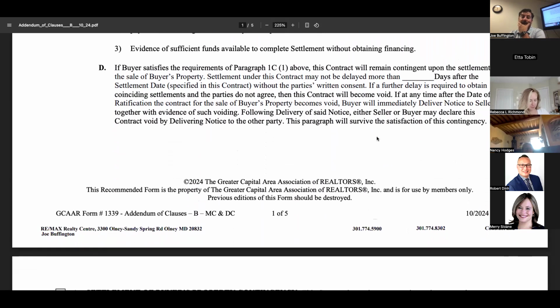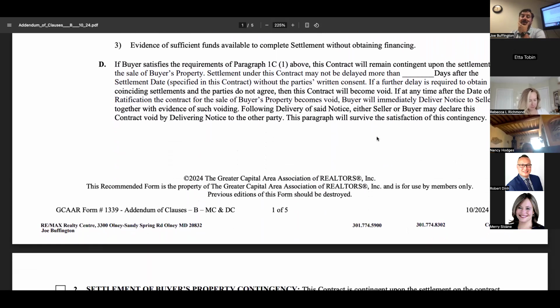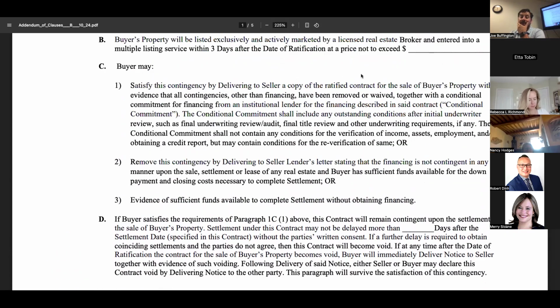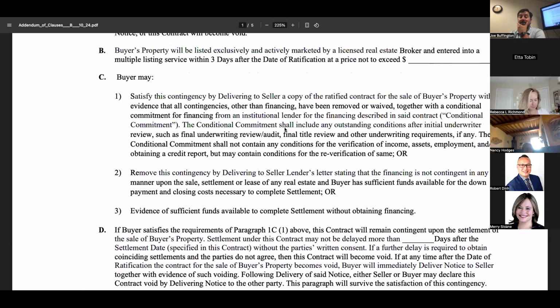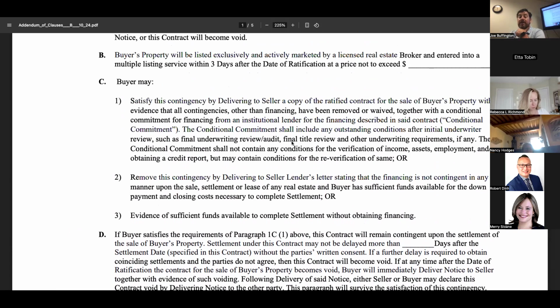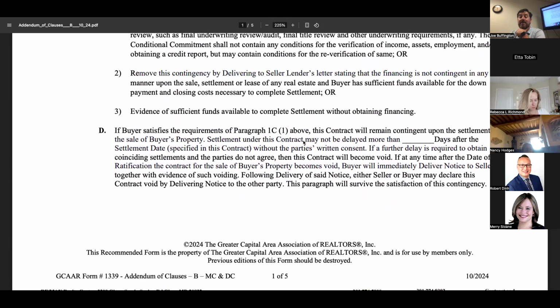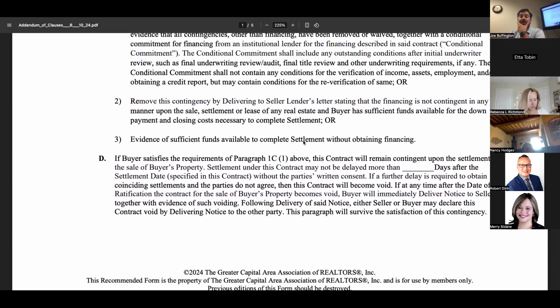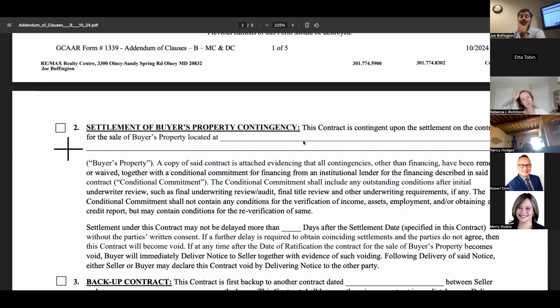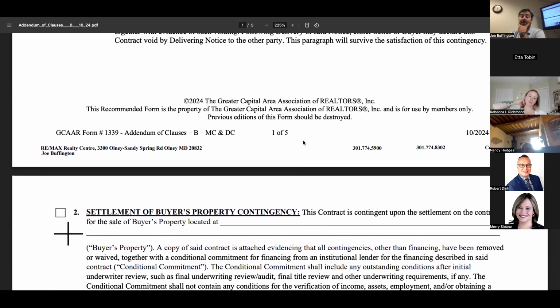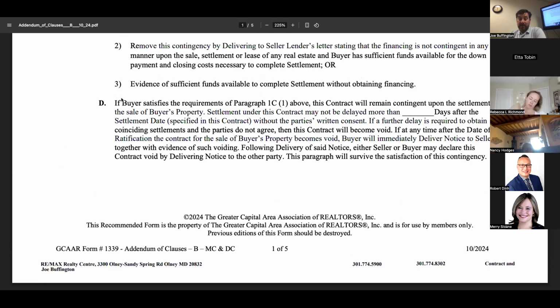Okay, so let me go back. Paragraph D. If the buyer satisfies paragraph 1C1, they remove their contingency, but it's still conditioned upon this buyer settling. This adds in the home to settle contingency. Sometimes I'll see people do paragraph 1 and then add on paragraph 2. You don't need to add paragraph 2 in. Paragraph 2 is basically paragraph D. And what happens here is the contract will remain contingent upon the settlement of the buyer's property. Settlement under this contract may not be delayed more than, and I always say, what's the number of days to put in here?